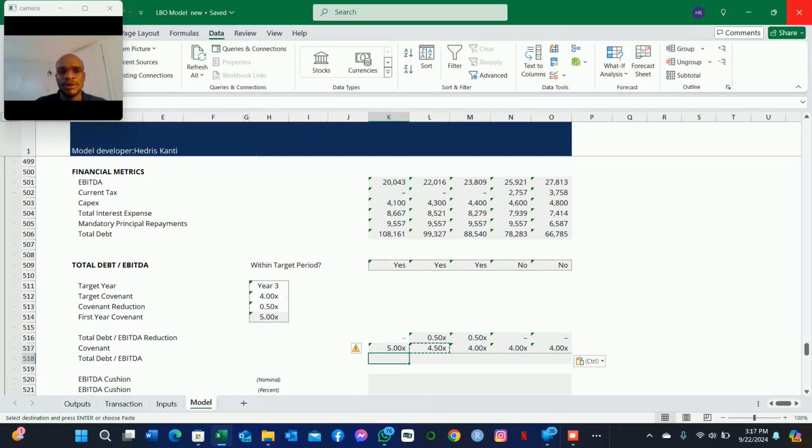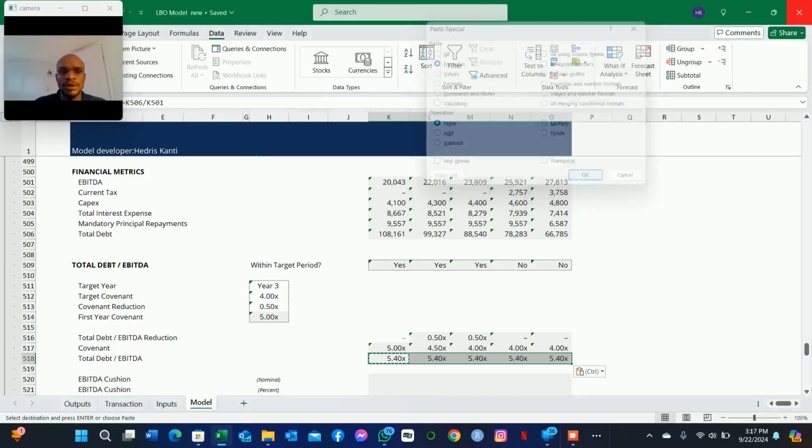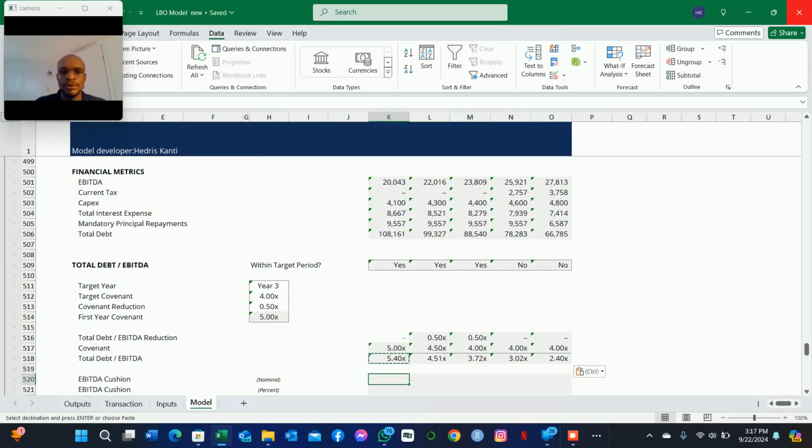So we have that setup. You can see from year 3 we are within the target covenant of 4 times. So now to account for the total debt to EBITDA, it's gonna be equal to, we take the total debt, we divide it by EBITDA. We have that set up there. So we can now copy this. In the first year, it is 5.4 times.